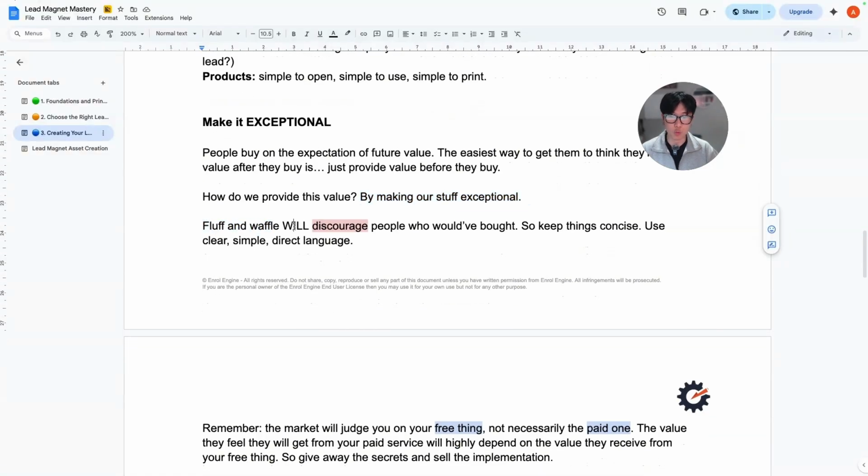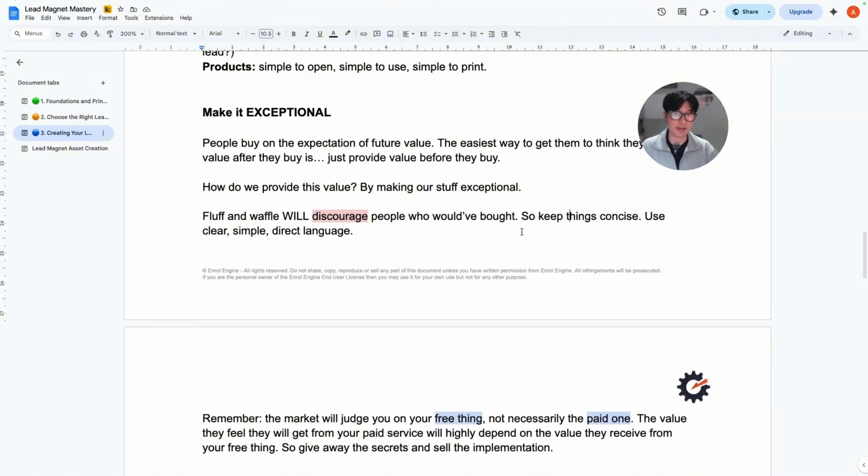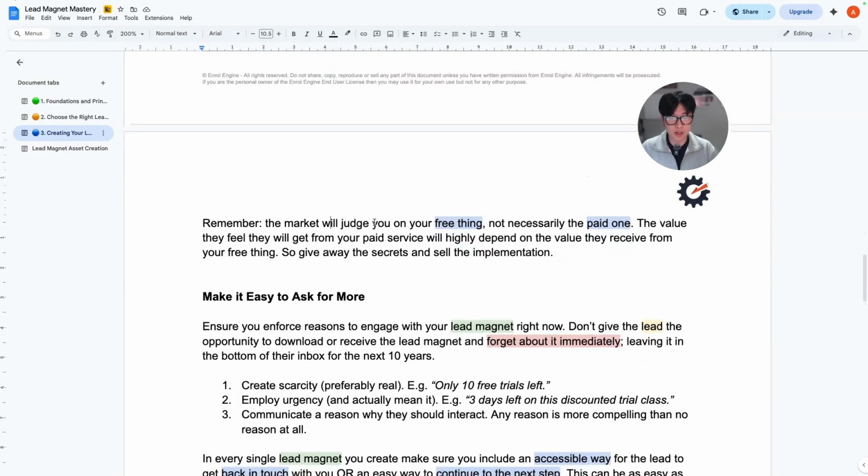Now, fluff and waffle will discourage people who would have bought. So keep things concise, use clear, simple, direct language. Remember, the market will judge you on your free thing, not necessarily the paid one. And why? Because the free thing is accessible to everyone. It's accessible to literally anyone on the internet that searches for you or just comes across you. Whereas the paid one is for people that you interact with, that you've built credibility with, and you've actually had a conversation with them most likely. So the market, broadly speaking, will judge you on your free thing. The value they feel they will get from your paid service will highly depend on the value they receive from your free thing.